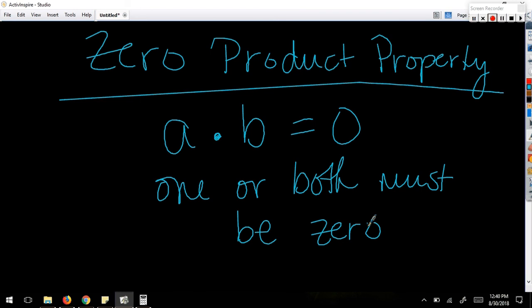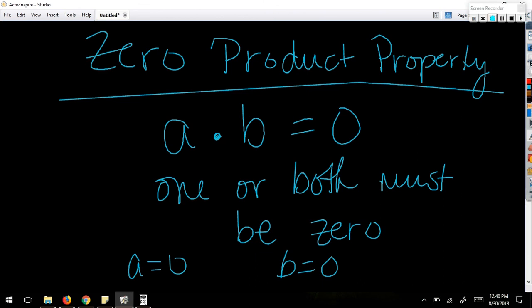So we all agree that then A equals 0 and/or B equals 0. Does that make sense to you? Okay. That is the zero product property. So, this would be nice. Let's take this concept and apply it to our factoring.